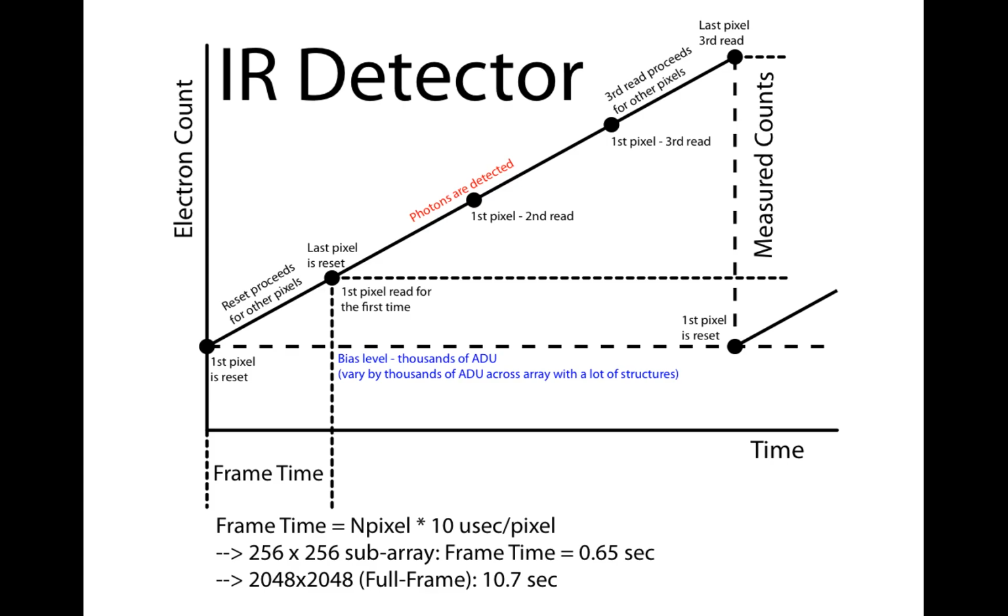So if you, for instance, wanted to change the integration time, the two things you can do is, first, you can read out the array more or less time, or you can change the subarray size. You can change how many pixels you read to change the frame time of any single image.